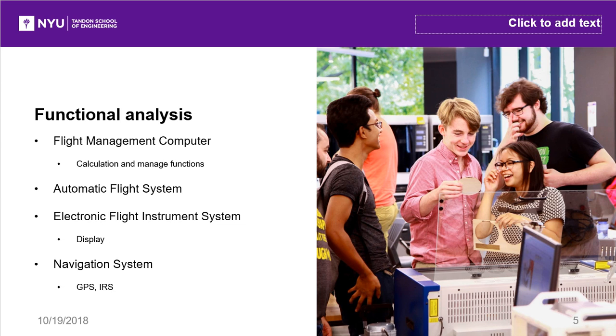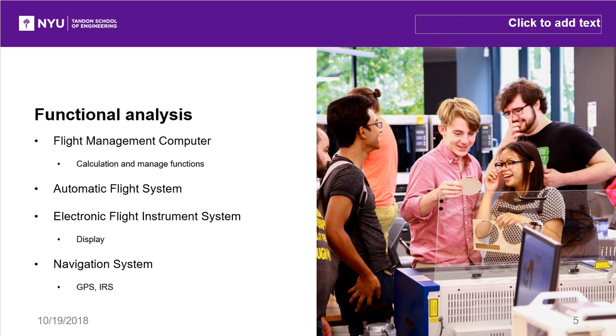The next one is the automatic flight system, short for AFS. It receives sensor information from different aircraft sensors, for example, inertial reference and GPS information. And then the next one is the electronic flight instrument system. Basically, it displays all the information and flight emergencies to the pilot.